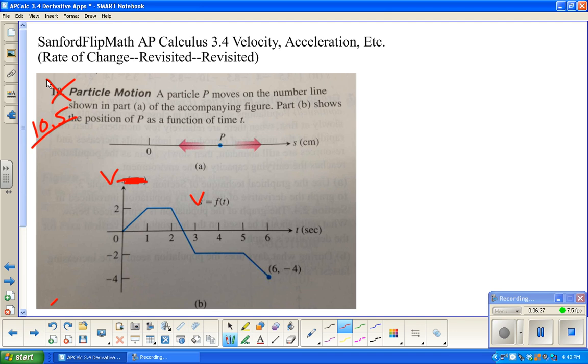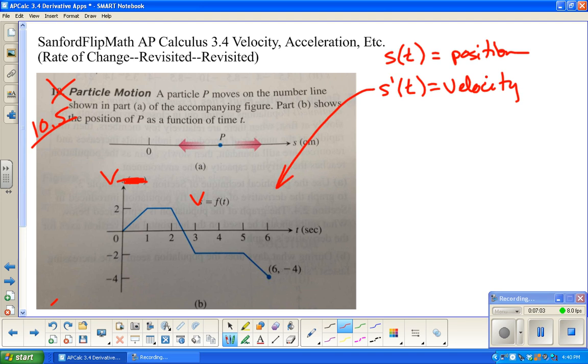Now, first of all, we're still talking about something going back and forth on a line, and all I'm saying now is the velocity is the graph that we're looking at. Okay, so that means that there was some kind of a position function here. But remember, S prime is what the velocity is. So in effect, the graph that we're looking at here is now a graph of a derivative. Okay, so if I start asking those same questions that I was just asking, it's handled differently.